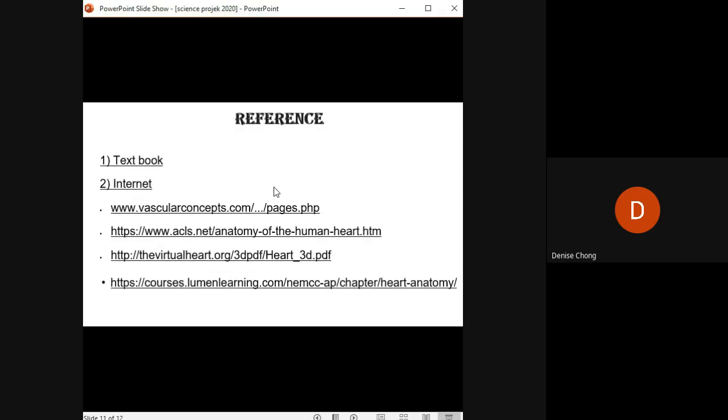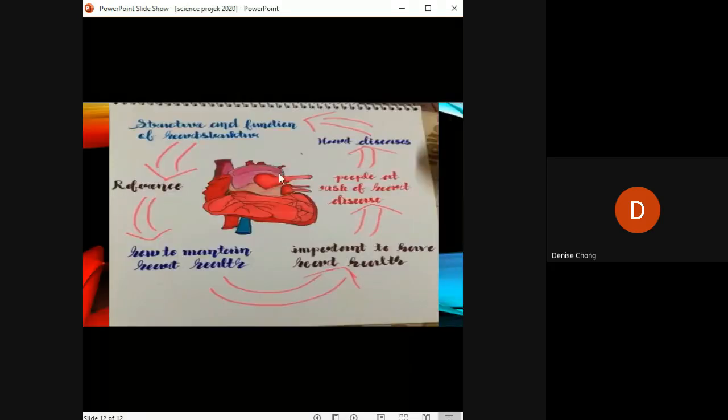This is the information that we found on the internet, and this is the picture of the heart. Thank you.